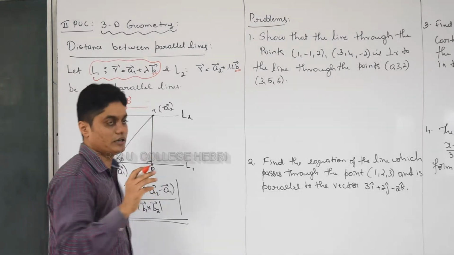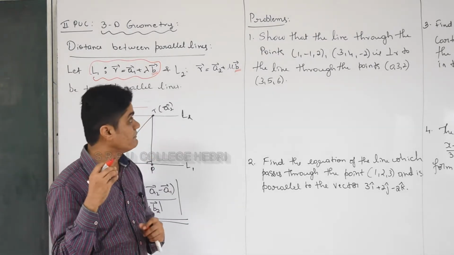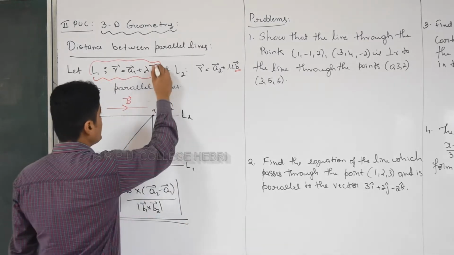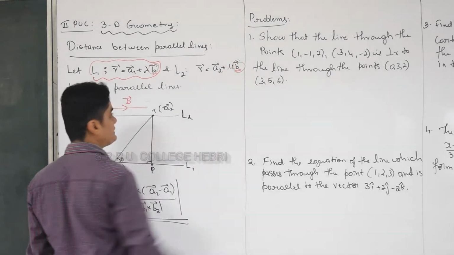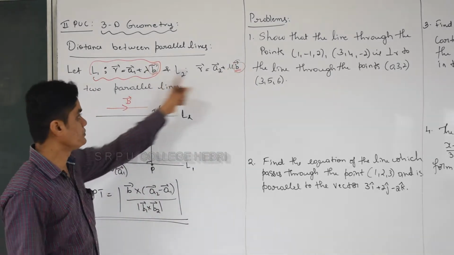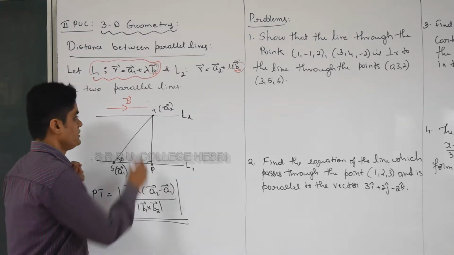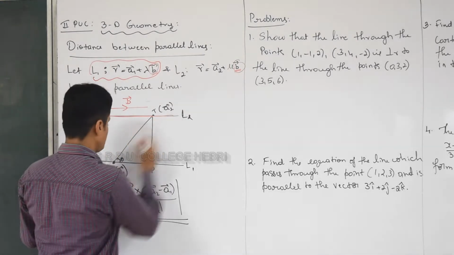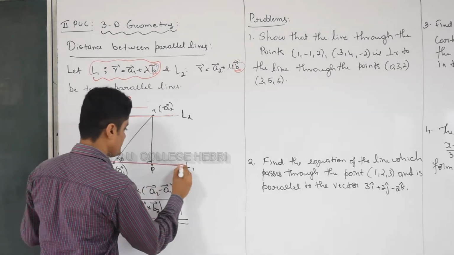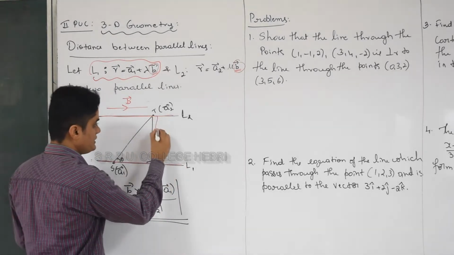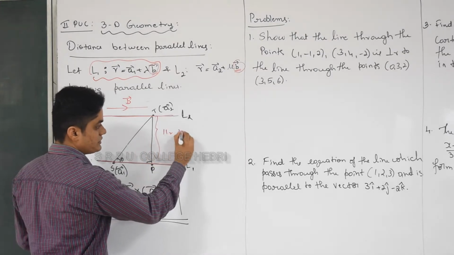So when two equations are given, you can very easily identify that the two lines are parallel by observing this position: if the two vectors are the same, the two lines are parallel. Remember that. If these two are the same, then definitely the two lines are parallel. So consider two parallel lines, two points, but one parallel vector. Observe the diagram. This is the distance between the parallel lines.